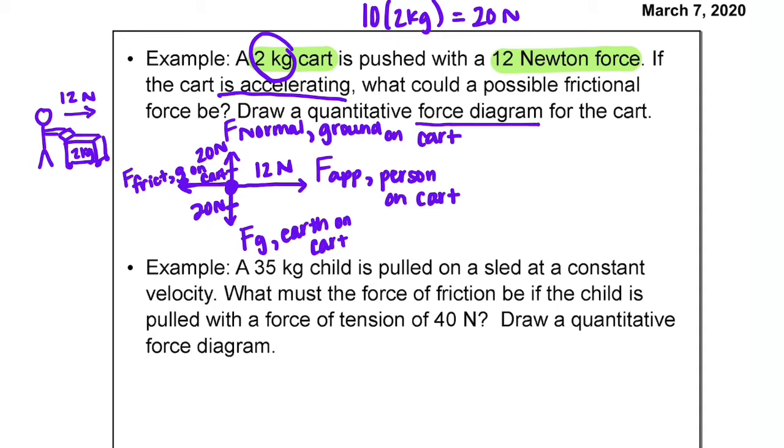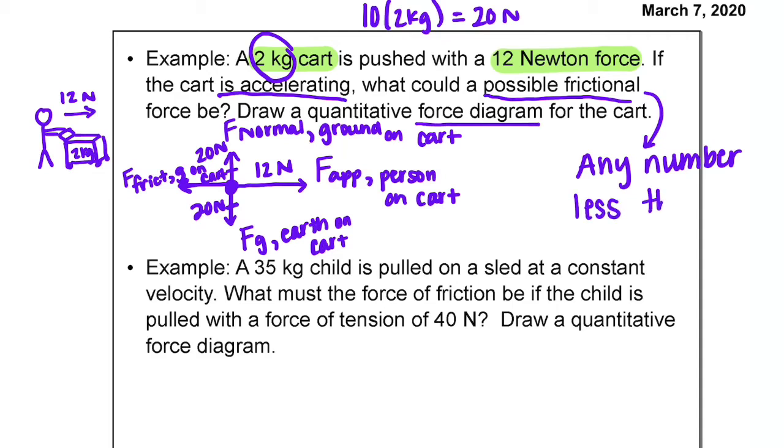So now I can answer this question, what could a possible force of friction be? Well, as long as my friction is less than 12, my cart is going to accelerate. So the answer to this question is any number less than 12. If it was 11 newtons, that would be fine. If it was 10 newtons, that'd be fine. If it was 1 newton, that'd be fine. And if it was 0 newtons, that would be fine. Because as long as this frictional force is shorter than my applied force, the cart is still going to accelerate in the direction it's being pushed.